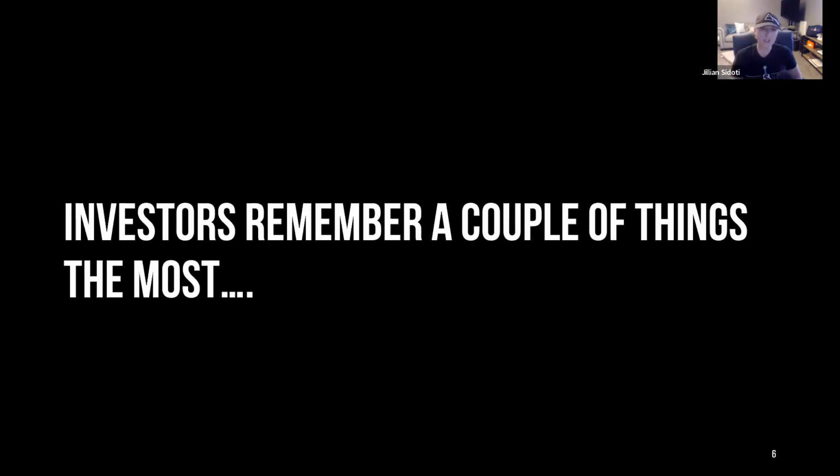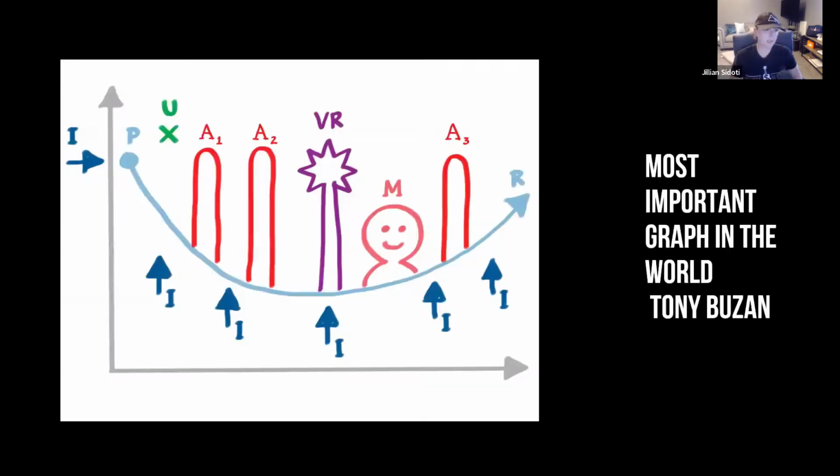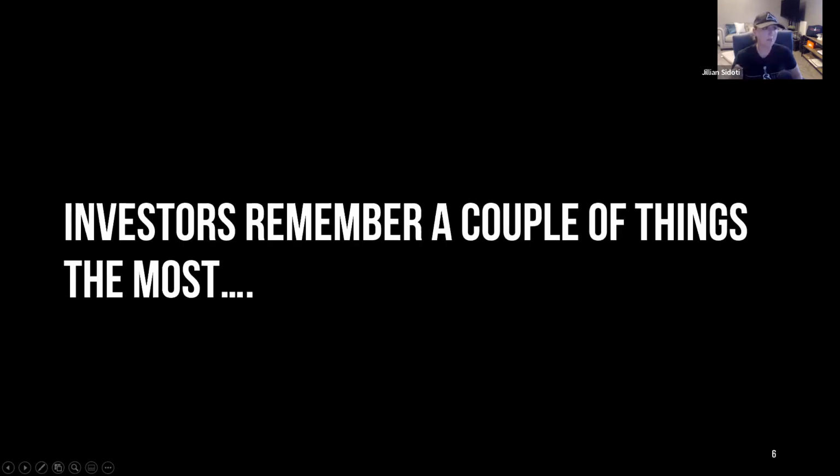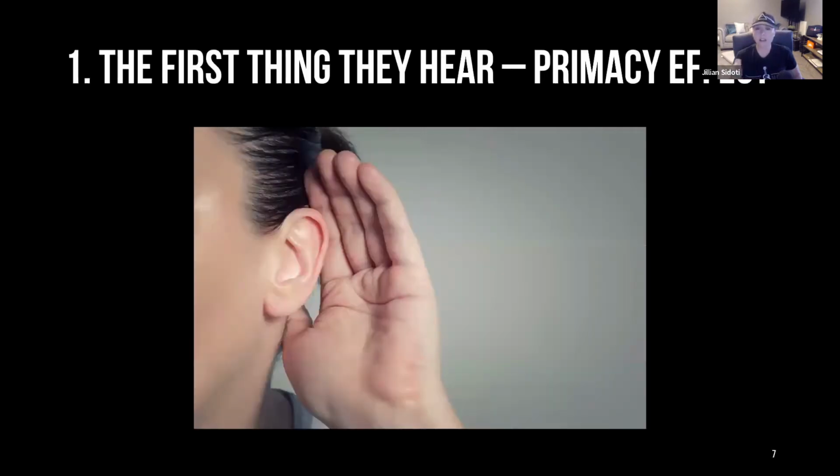The first thing we're going to start with about the chart, and I'm going to split back and forth here, is there's a couple of key parts in this chart, this P, this VR, and this R right here. I'm going to start with those things, because investors remember a couple of things the most. First, the first thing they hear. That's the primacy effect. They remember the first thing they hear as one of the biggest things in your presentation. So you want to make sure that you're starting off with something amazing.